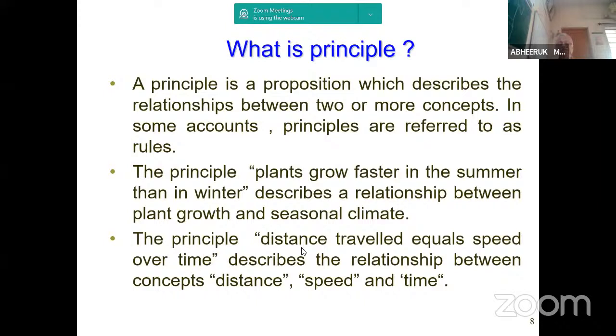Here is another principle: distance traveled equals speed times time. It describes the relationship between the concepts distance, speed, and time. In mechanics also, a lot of words and concepts are used, and any principle in mechanics relates 2 or more concepts.